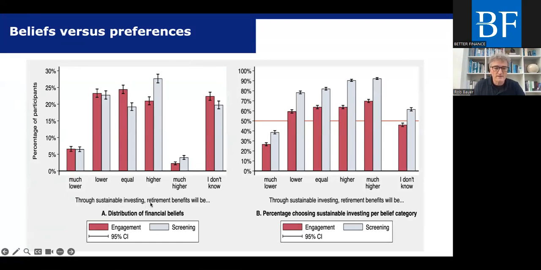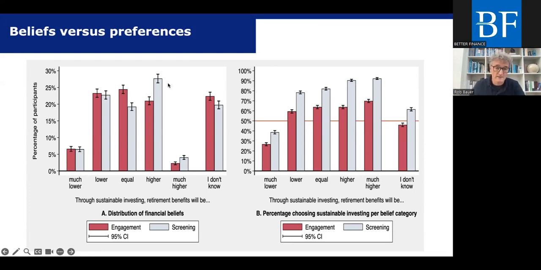Through sustainable investing, retirement benefits of the fund, in my view, will be much lower, lower, equal, higher, or much higher. So you see, roughly on average, an equal outcome. They have a view that on average it's equal, but there's a huge dispersion. Some people, 7% of the participants in the survey, actually said that it is much lower, and 23% said that it is lower.